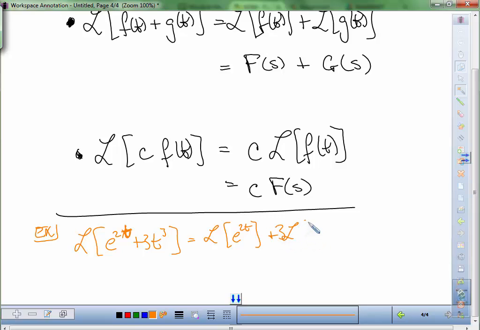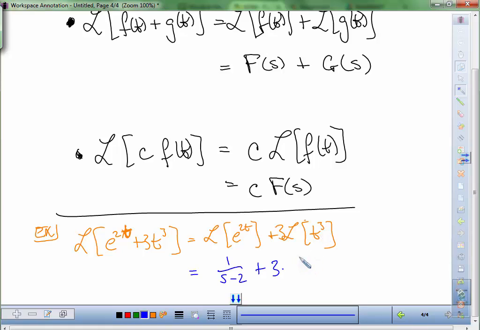We can even put the 3 out. So it's just on the previous page, and we just did it. Do you remember what the Laplace transform of e to the 2t is? It's 1 over s minus this a, which is 2, right? Plus, and then we have a 3 times, do you remember the Laplace transform of t squared?